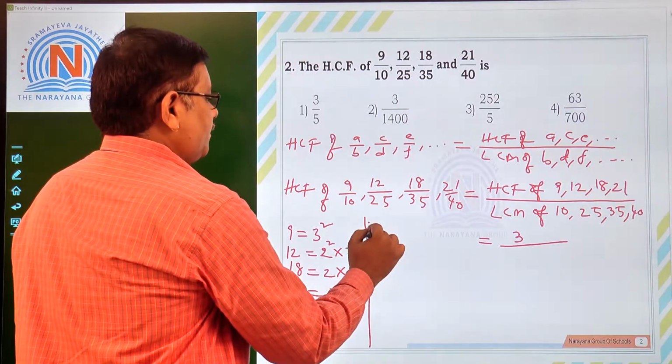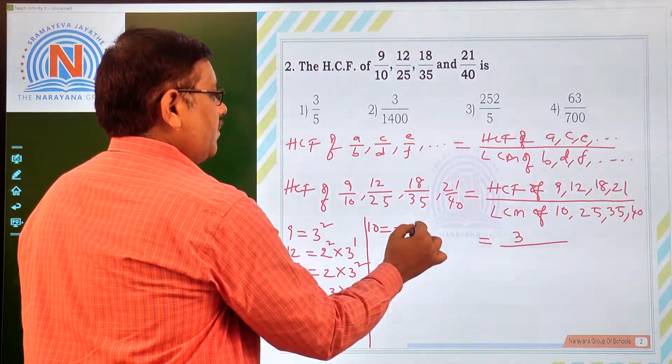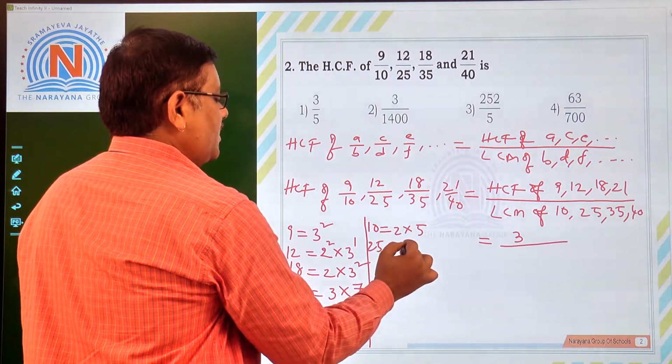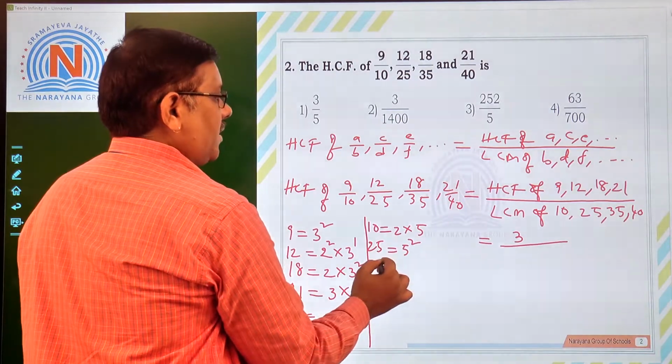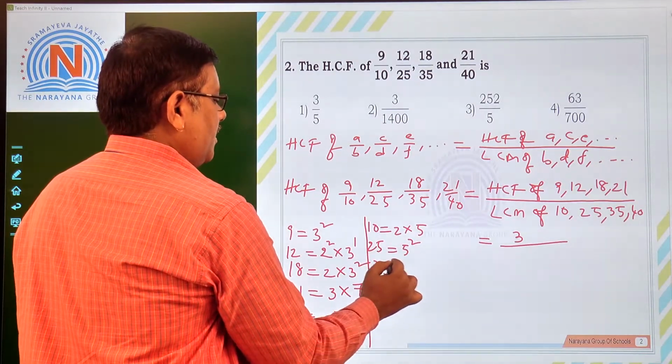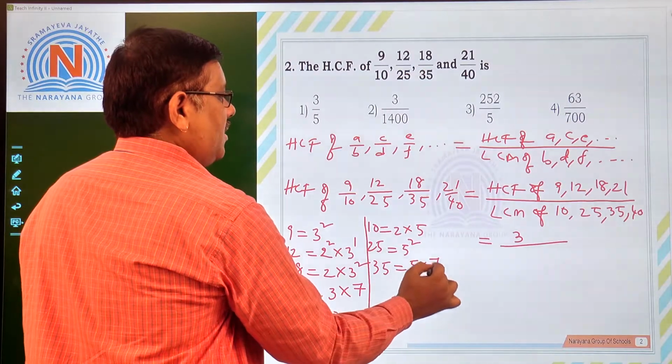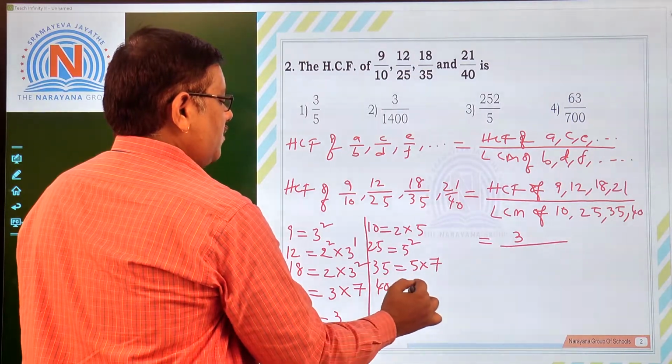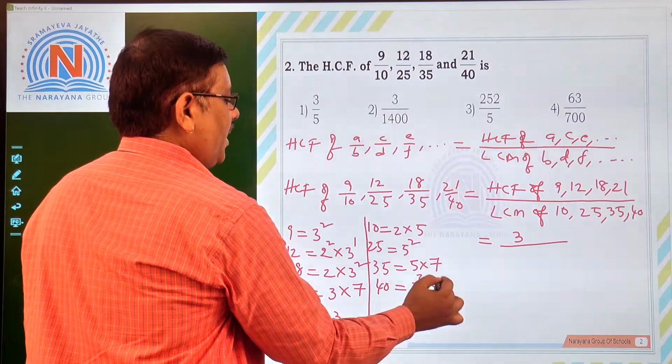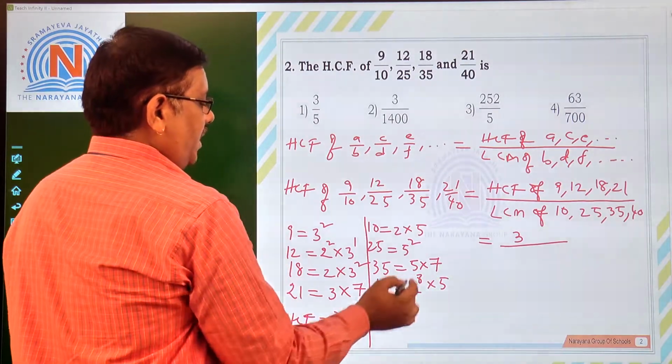If you take 10, 10 is 2 times 5. If you take 25, 25 is nothing but 5 times 5, that is 5 square. Next, if you take 35, that is nothing but 5 times 7. If you take 40, 40 is nothing but 2 cube times 5.